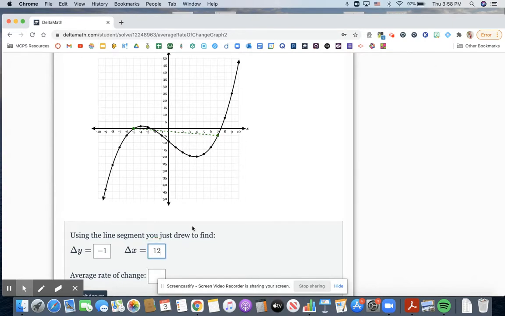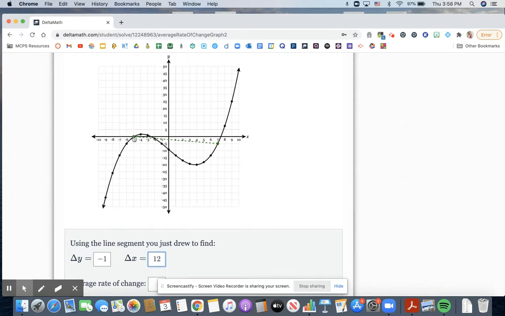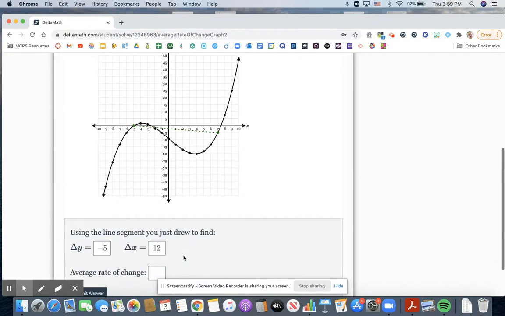Now, guys, I just noticed something. So again, this is a little tricky, that you need to notice this. My y-axis is again counting by 5s. So actually, when I said it was going down 1, it's actually going down 5. So this should be a -5. It's okay if sometimes you make a mistake and realize that you need to go back and fix it. So it should be a -5, and then it's changing in the x by 12.